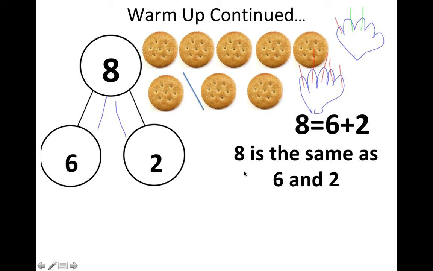For the next activity, I need you to erase your number bond. If you did it on a dry erase board, at this time please erase the 8 and the 6 and the 2. We need a clean sheet. If you're working with loose leaf paper, at this time please draw another number bond.